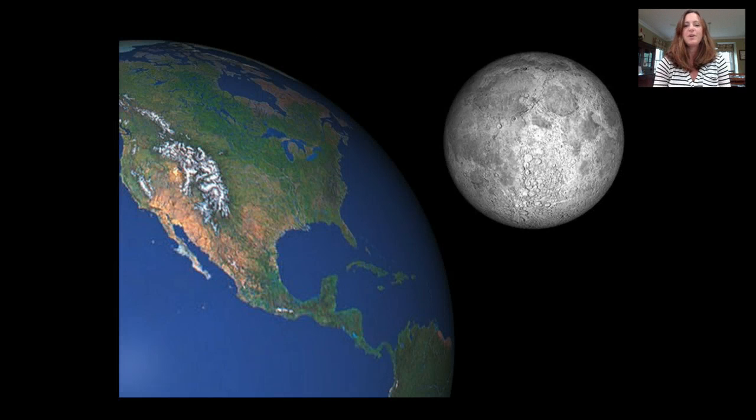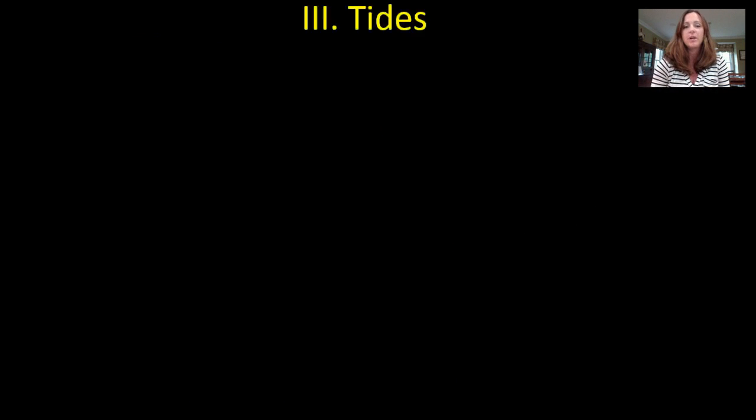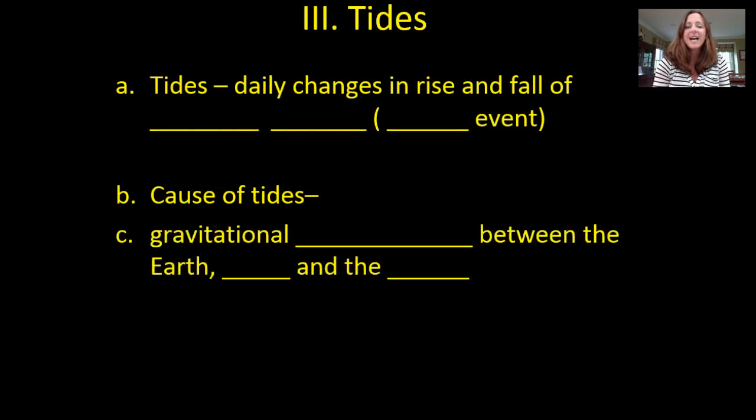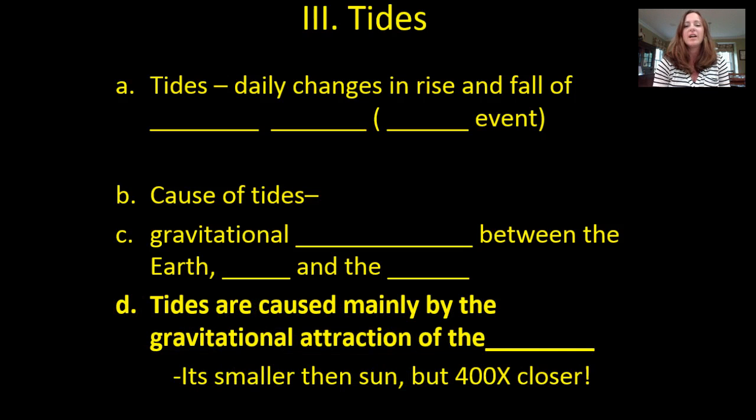Hi guys, it's Mrs. Moss here, and we're going to continue our discussion about the moon and talk about the different circumstances that occur on Earth due to the moon's presence. We're going to start with tides, and tides are the daily changes in the rise and fall of the ocean levels, and it is a cyclic event. It occurs in a repeated pattern every day.